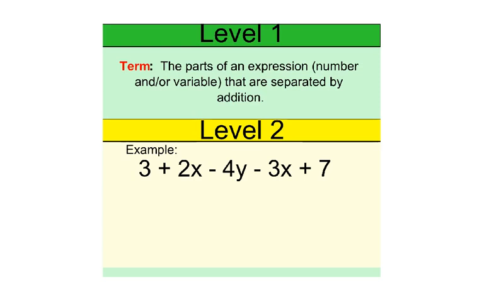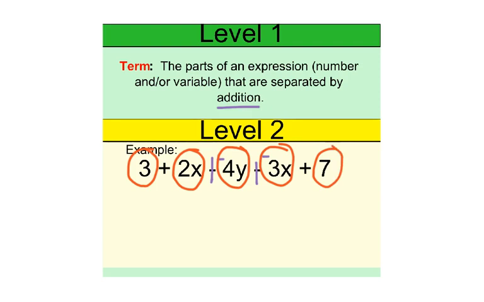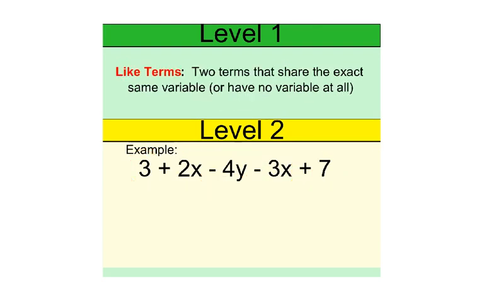Terms. Terms are kind of tricky. So what we're going to do when we do the terms is we are going to separate this like I did a minute ago, and I am going to change this to plus a negative and plus a negative, because then it makes it a little bit easier where it says that it's the parts of the expressions that are separated by addition. Okay, so what does that look like? Well, 3 is a term, 2x is a term, -4y is a term, -3x is a term, and 7 is a term. So everything that is separated by those plus signs in there is a term in your expression.